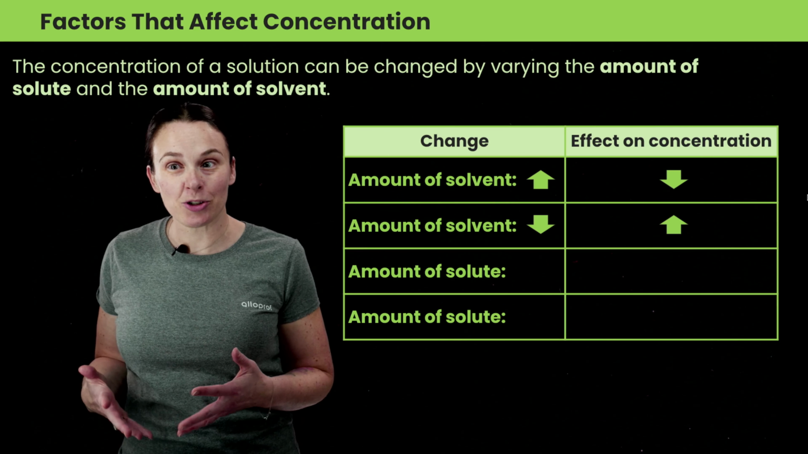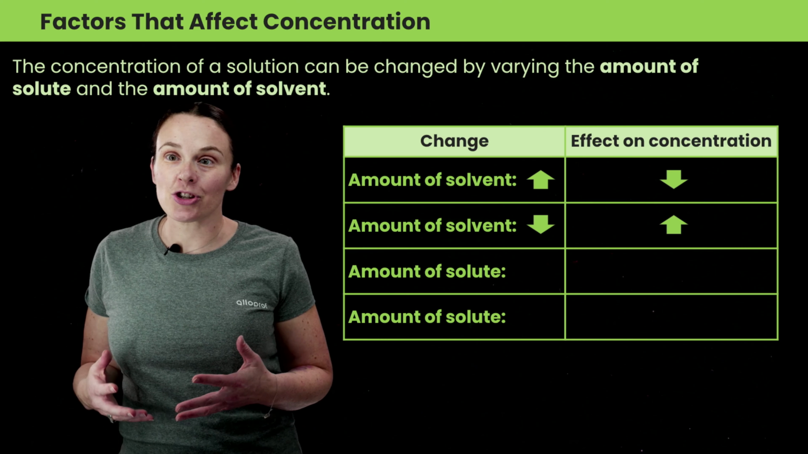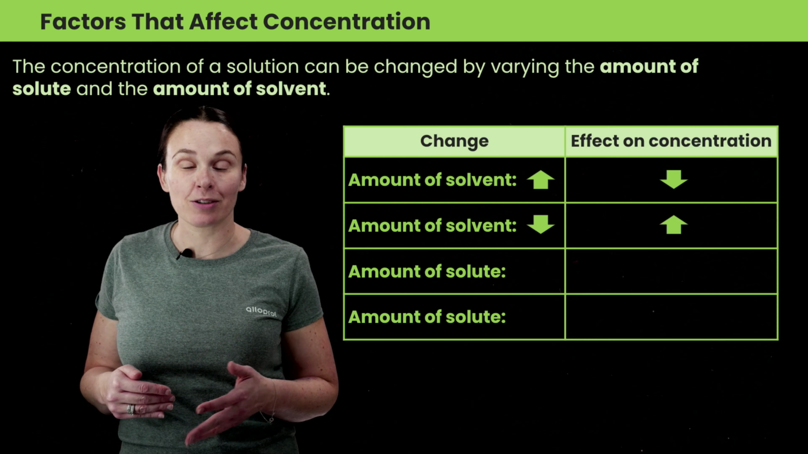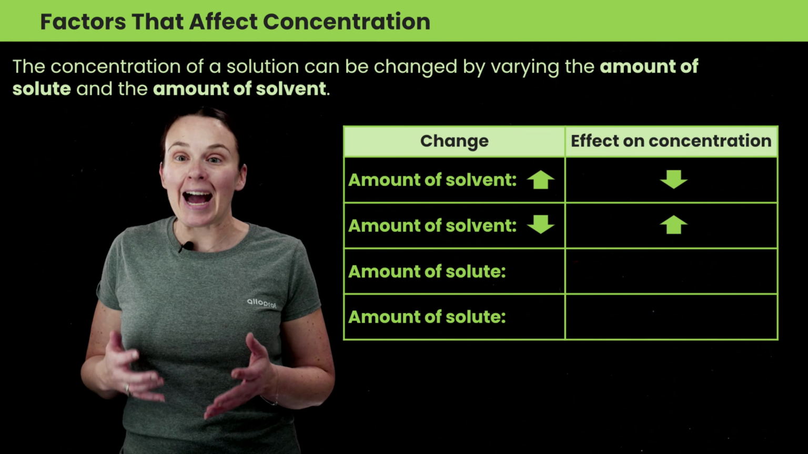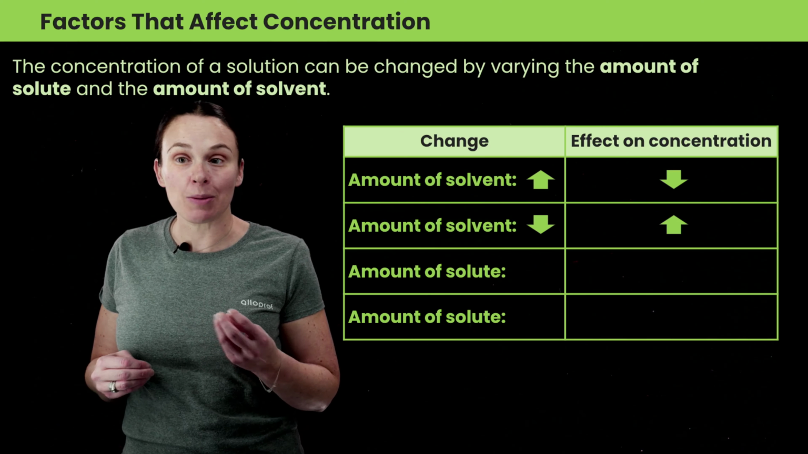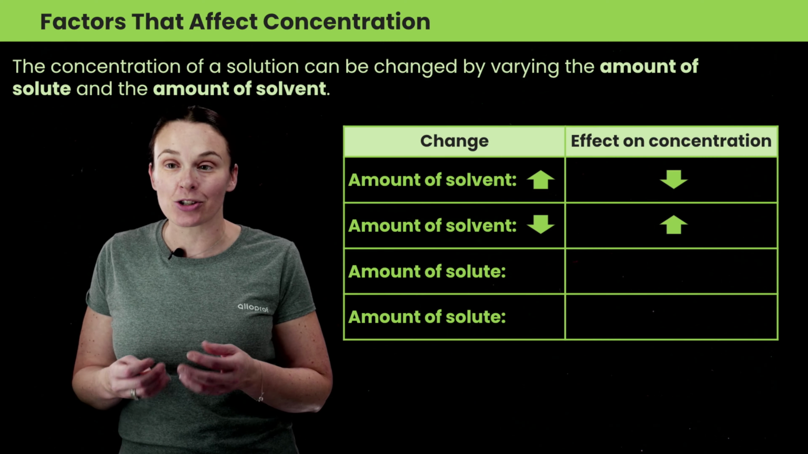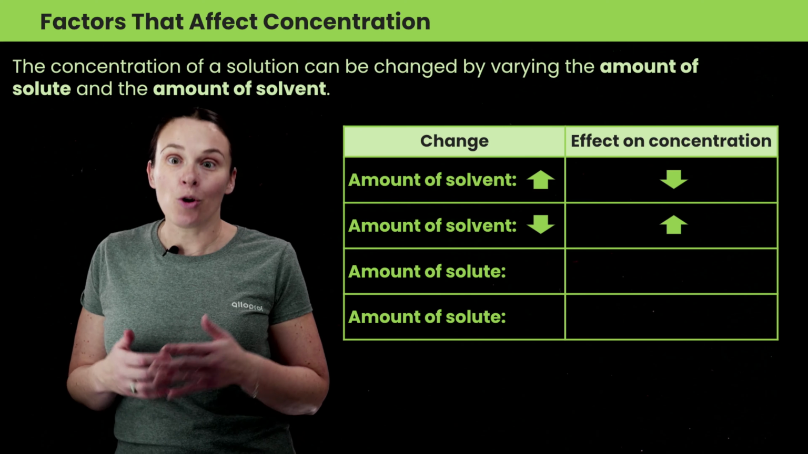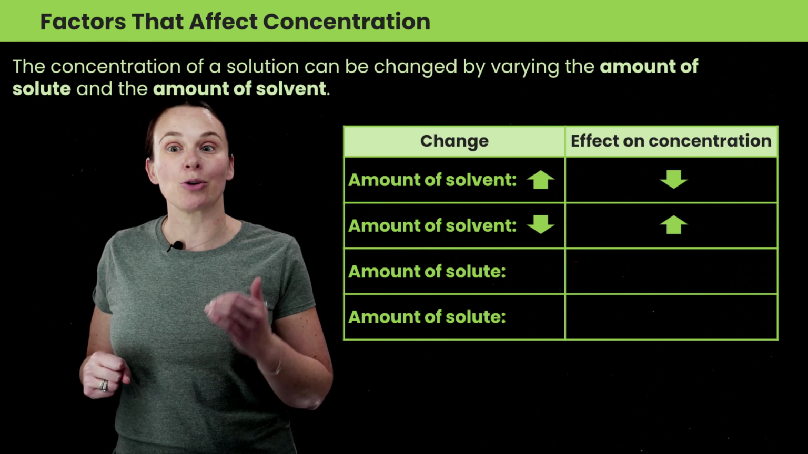So that's when we jump into factors that affect concentration. The concentration of a solution can be changed by varying the amount of solute and the amount of solvent. So for example, again, if we take our salt water solution, if we add more water to that solvent, the amount of solute, the amount of salt, is not going to change, but the amount of solvent and the total solution is going to increase. So if we increase the amount of water, we are going to dilute the solution, which means the concentration is going to go down.